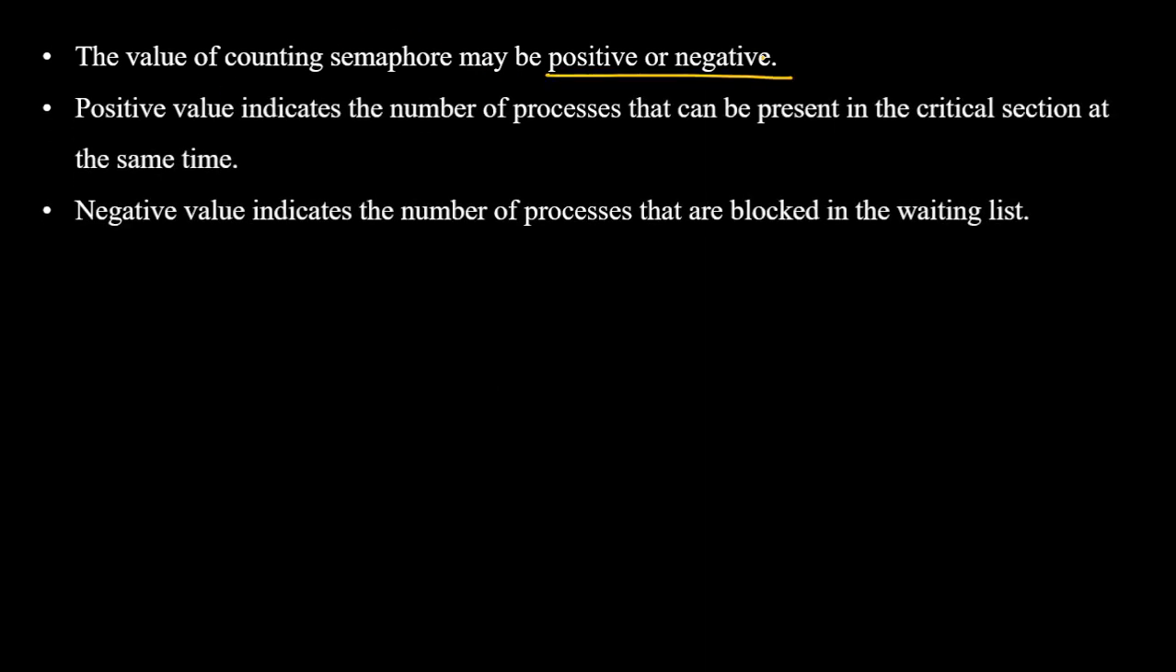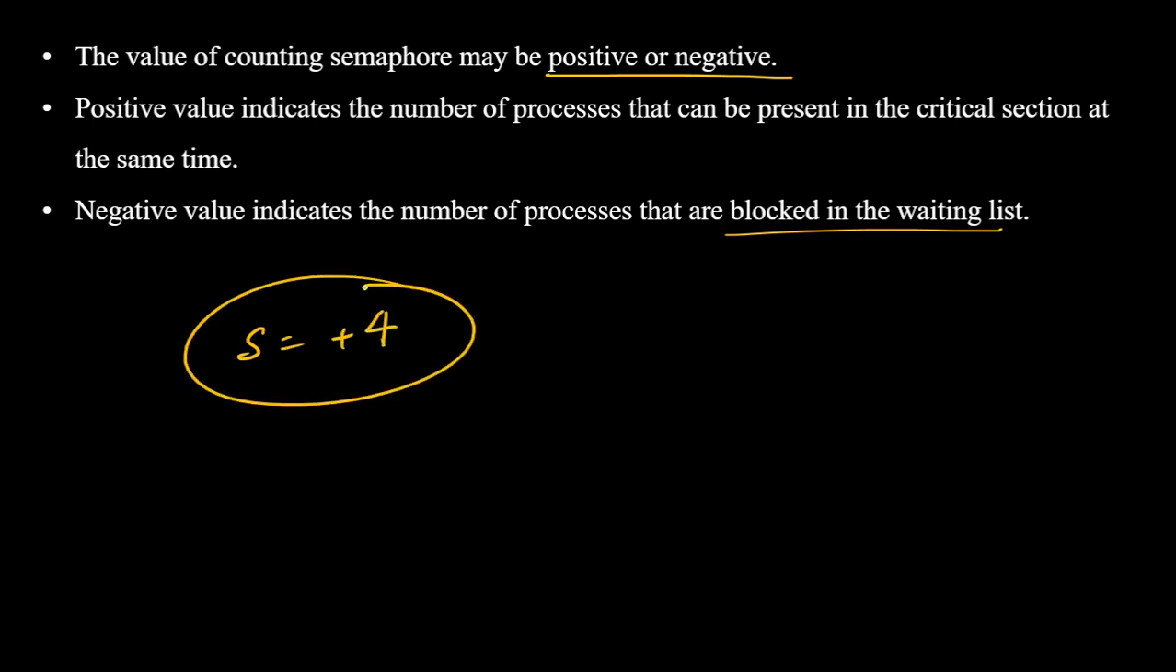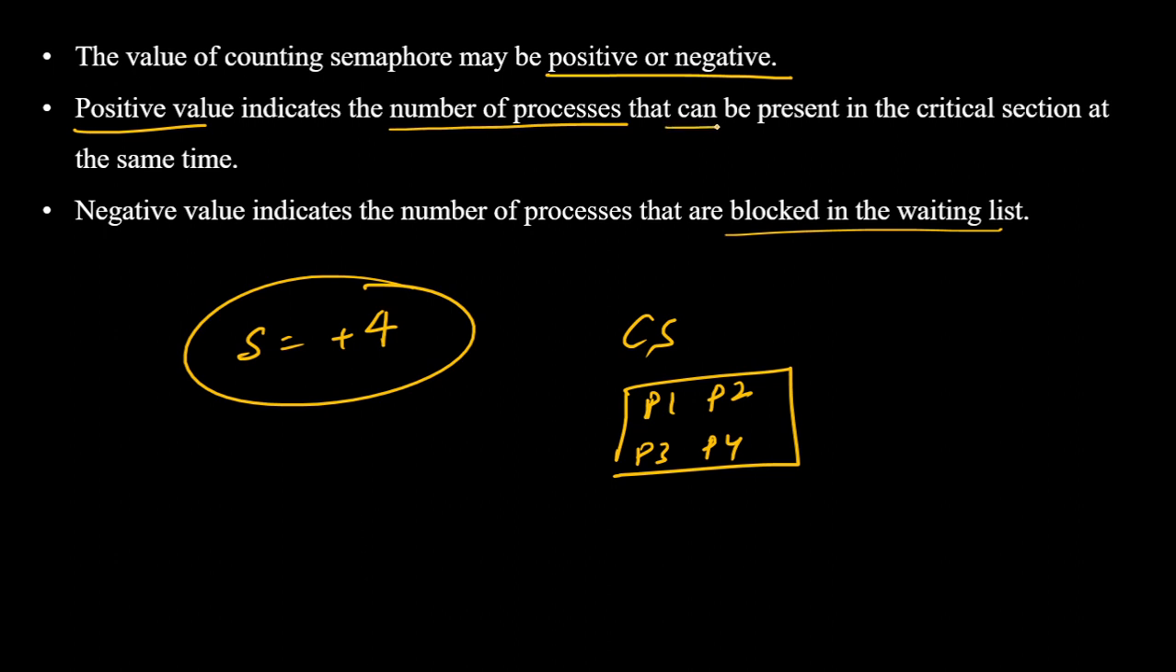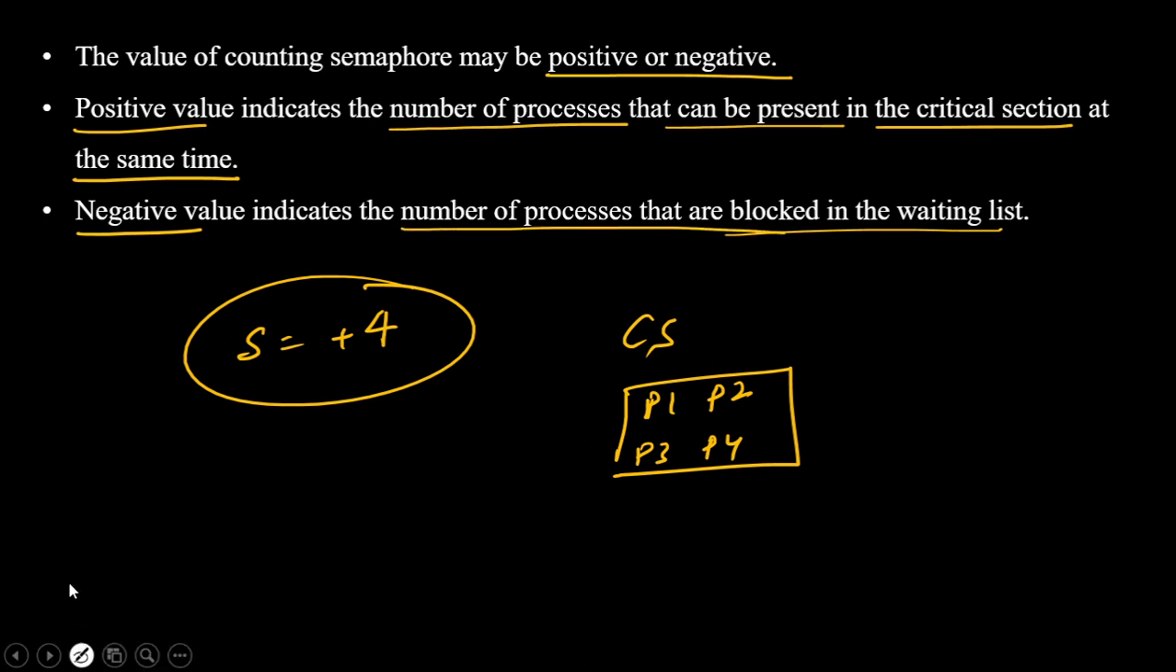So value of counting semaphore may be positive or negative. Positive value indicates the number of processes present in critical section at the same time, and negative value indicates number of processes are blocked in the waiting list. So very important, अगर आपकी counting semaphore की value है +4, this means that in the critical section at the present amount of time 4 processes are there, ठीक है. Positive value indicates number of processes that can be present in the critical section at the same time, and negative value indicates number of processes that are blocked in the waiting list.